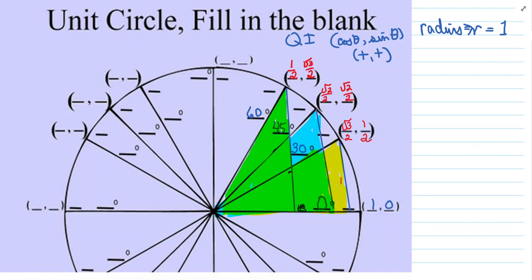Then I'd come to the quadrantals, which is 90 degrees. I would have 0 for cosine and 1 for sine. And then now I'm coming into the circle, and I would see that this is 60 right there for the reference angle. And that would give me 120 degrees.